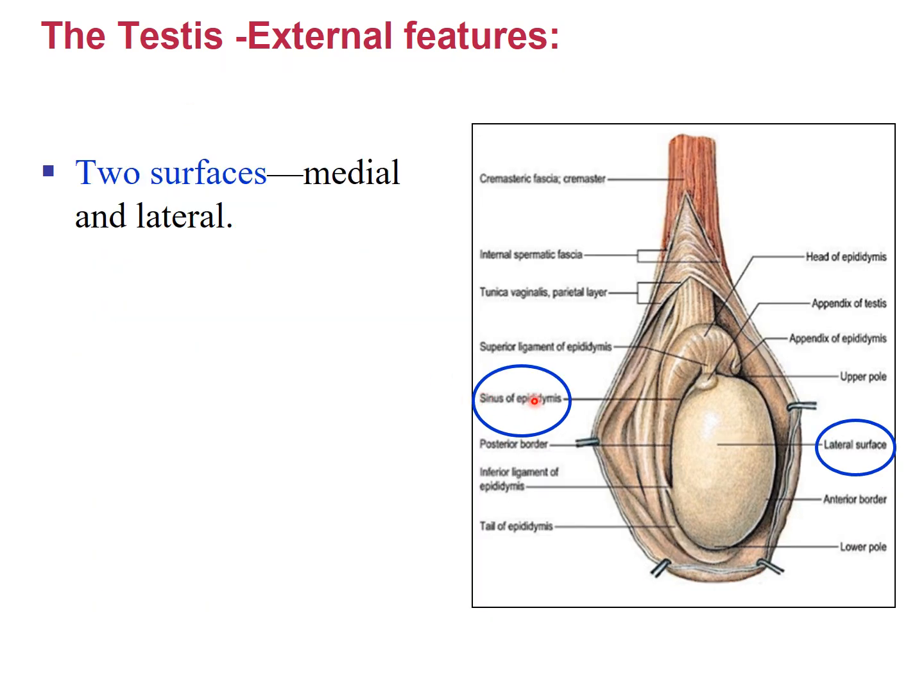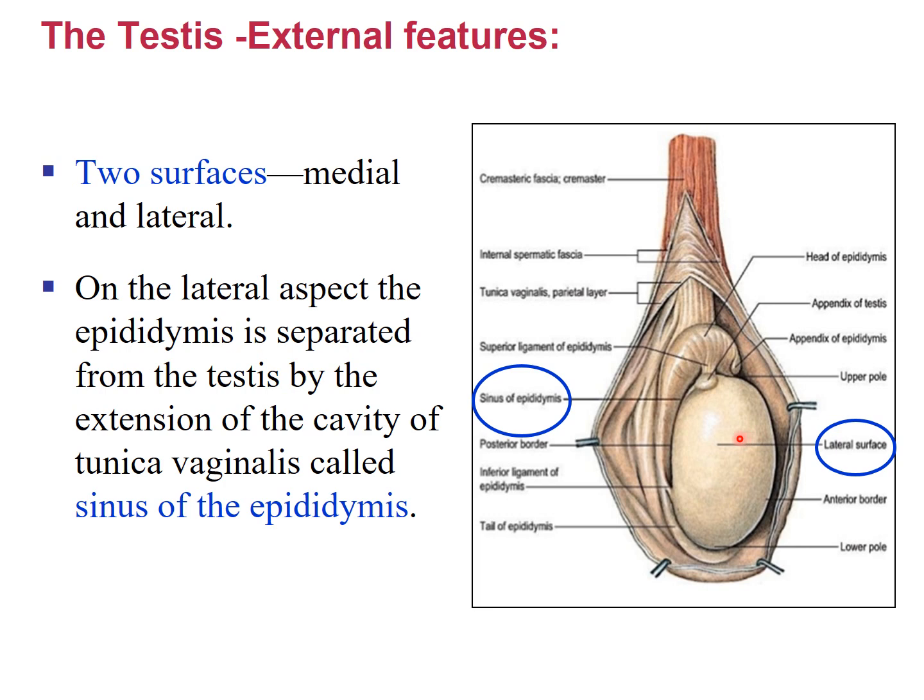The testis consists of two surfaces, lateral surface and the medial surface. In this diagram you can see the lateral surface. The medial surface is not visible, it's on that side. On the lateral aspect, the epididymis is separated from the testis by a sinus, which is the extension of cavity of the tunica vaginalis. The sinus is called sinus of epididymis. The sinus of epididymis plays a major role in distinguishing the lateral surface from the medial surface in cadaveric specimen.